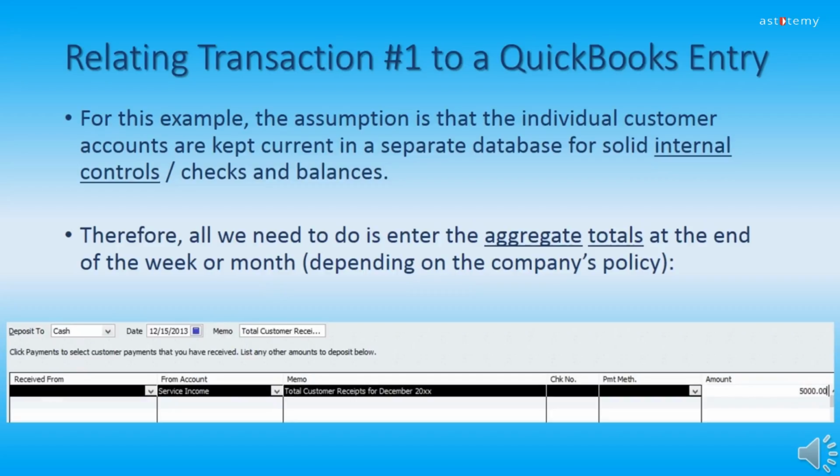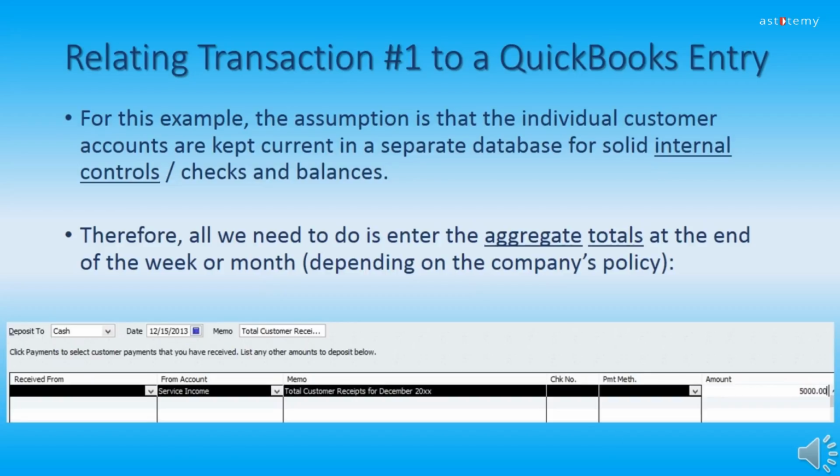And now let's relate Transaction 1 to a QuickBooks entry. For the purpose of this example, the assumption is that the individual customer accounts are kept current in a separate database for solid internal controls, checks, and balances. So, all that is needed here is to enter the aggregate totals at the end of the week or month, depending on the company's policy, which we have done here in this diagram. We will discuss what you see here so you'll understand what we did.